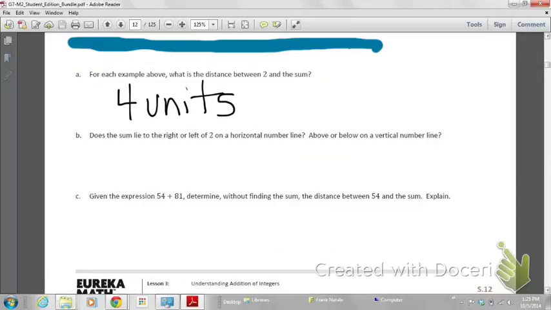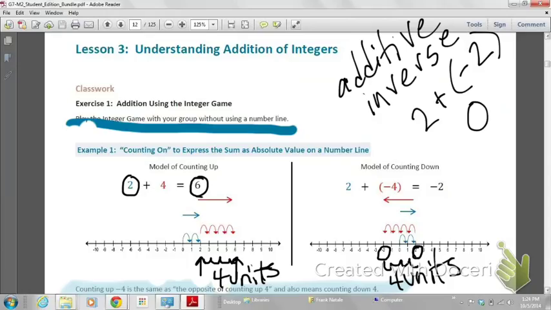Next question: does the sum lie to the right or left of 2 on the horizontal number line? Well, on the first model, of course, we take a look. First model here, the sum is on this side, on the right. On the next model, you can see the sum ends up on the left.